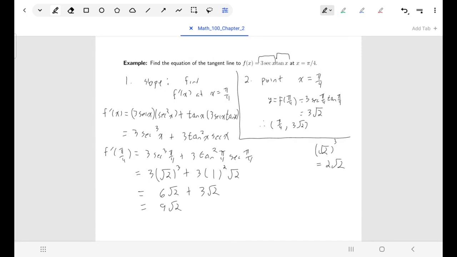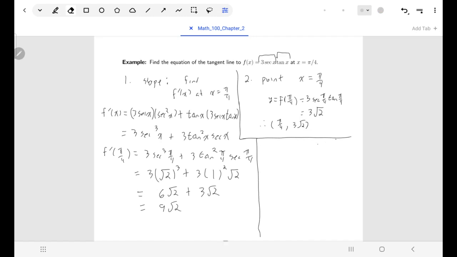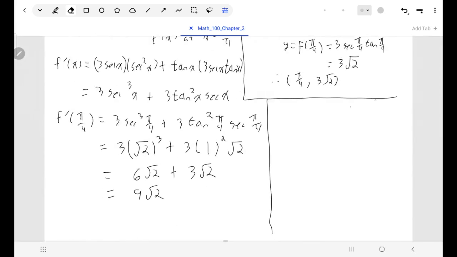So now, for me to find the equation of my tangent line, I guess I'll do that over in this little spot. Remember, to find the equation of a tangent line with our slope and our point, we just use our slope point form and say that for our line, it is y minus the y-coordinate equals our slope times x minus the x-coordinate.